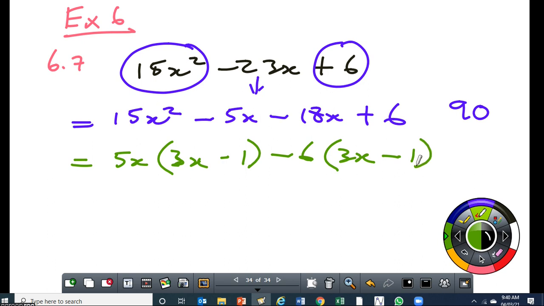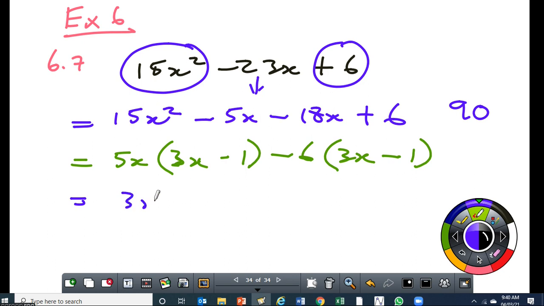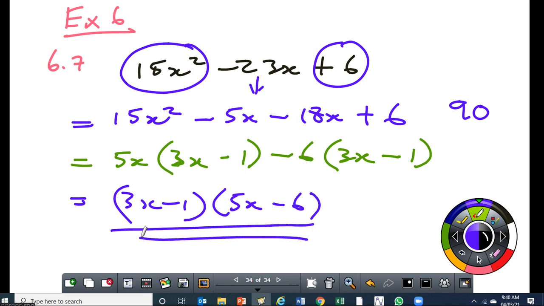Once I have the two binomial factors that are identical, I should start smiling. Your heartbeat should not increase. You should be very calm. So you check out your common factor here. That's 3x minus 1 times 5x minus 6. Then I'm done. If you want to prove that the two factors are correct, use FOIL and then go back here.